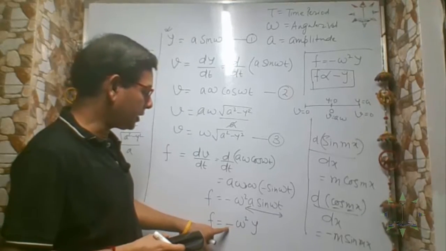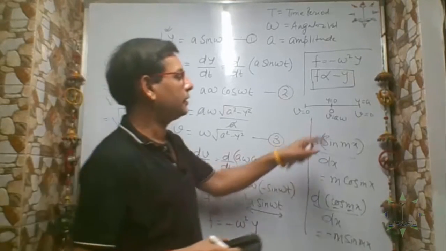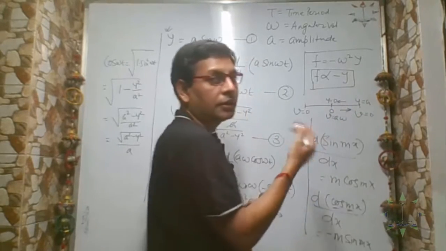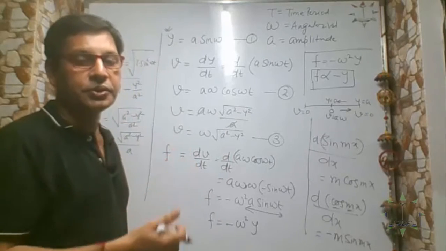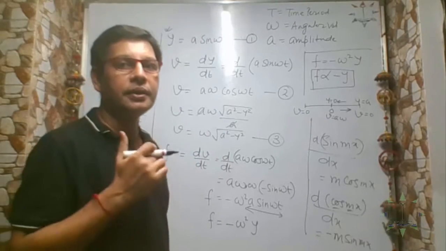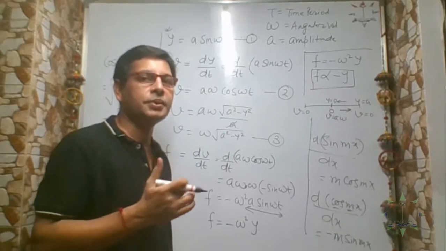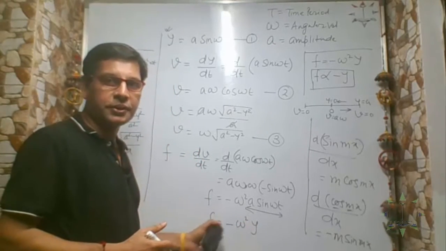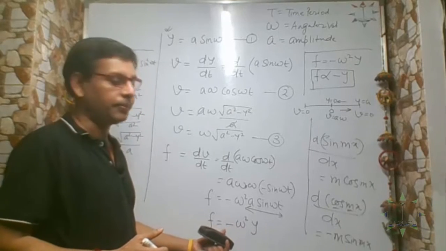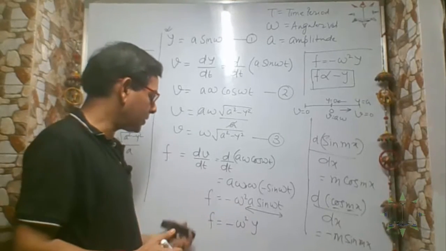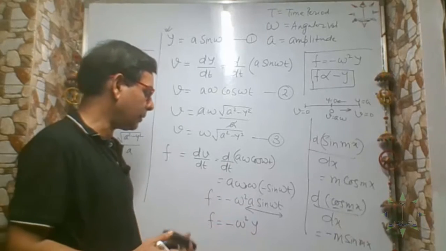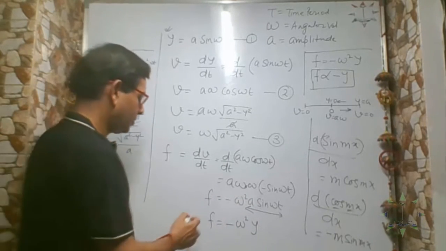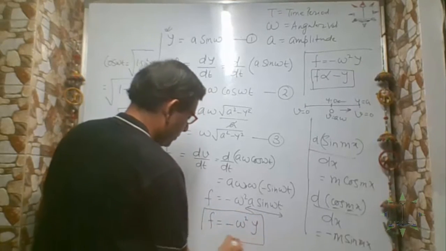So this negative sign simply indicates that the velocity is measured in this direction and acceleration is measured in this direction, towards the mean position. Acceleration of a particle in simple harmonic motion is always measured towards the mean position. Since these are two vectors oppositely directed, that is why this negative sign. But for the sake of modulus, for the sake of quantifying this, we can omit it. So this is a very important formula.